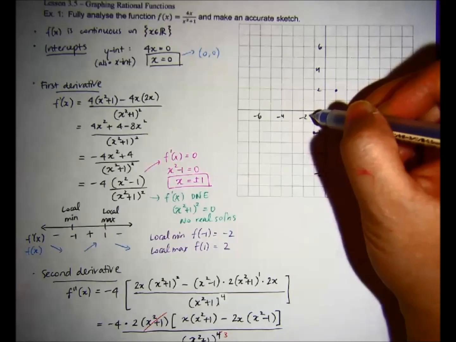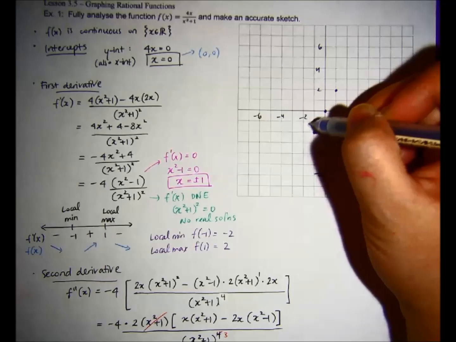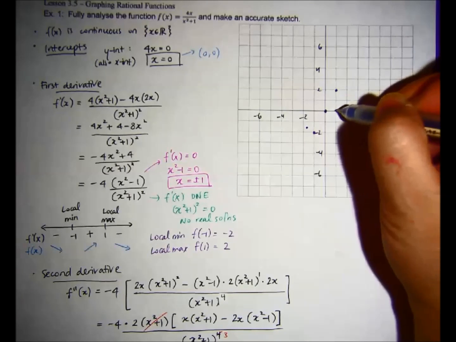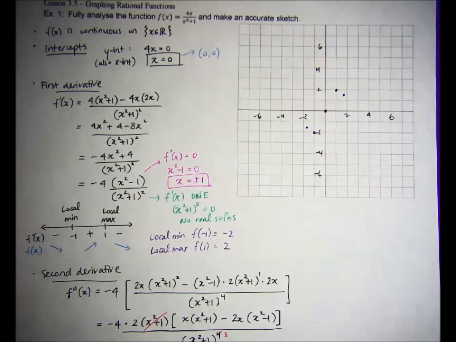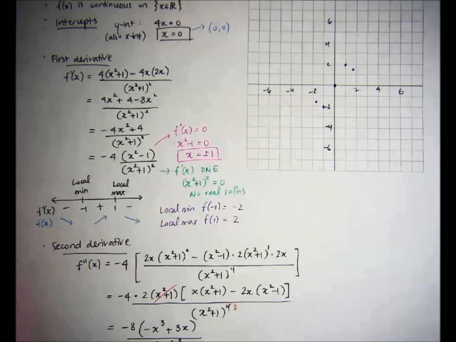Negative 1.73, negative 1.73, right around here. And then positive 1.73 and positive 1.73, so right around there. Those are my points of inflection. In order to complete the sketch of the function, because it is a rational function, I should check to see what kind of other asymptotes there are. We know that there aren't any vertical asymptotes because the denominator will never equal 0. However, when we analyze the degree of the numerator compared to the degree of the denominator, we should see that we do have a horizontal asymptote.